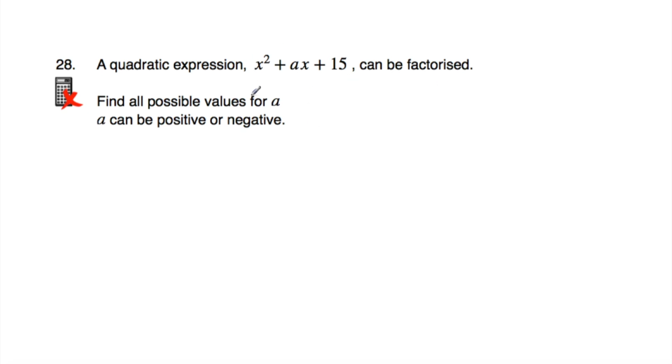So this can be factorized, and we've been asked to find all possible values for a. So we want to find all the possible values for a, and a can be either positive or negative. So we want to find the numbers that will multiply together to be 15, because in our brackets we're going to have x and x, because it's x squared, and we want to put two numbers in here that will times together to be 15.